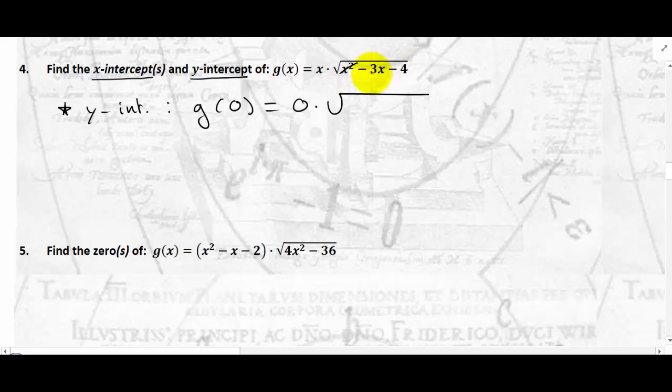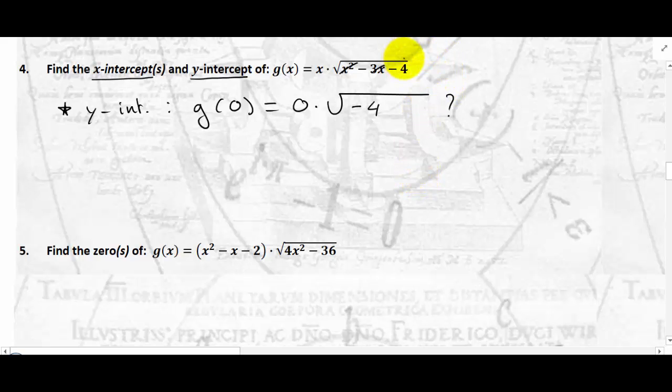So example number 4, I want the x-intercept and the y-intercept. So in this case, I want points. Hey, let's start with the easiest. Let's start with the y-intercept, okay? For the y-intercept, you're looking at g of 0. So this is 0 times what? Well, this is gone, and we're having a problem here. It's not defined. Well, guys, you got to be careful.